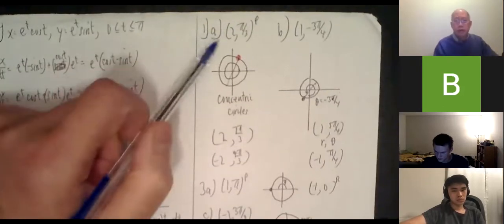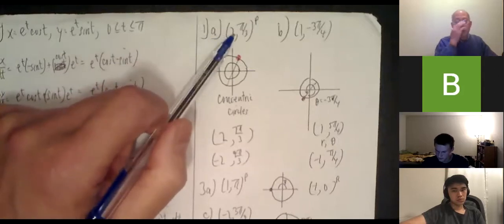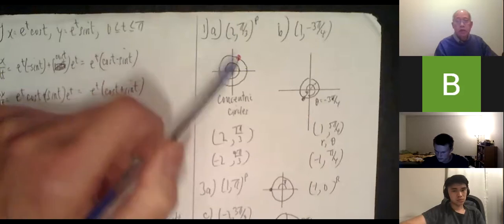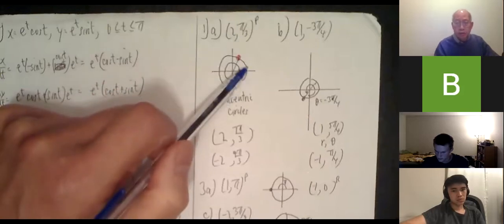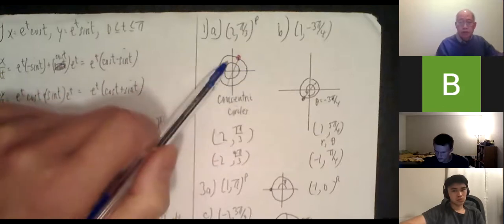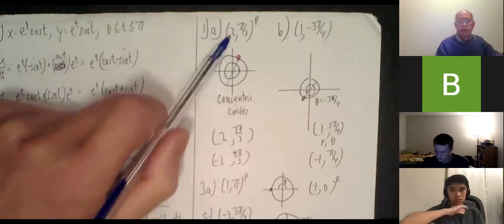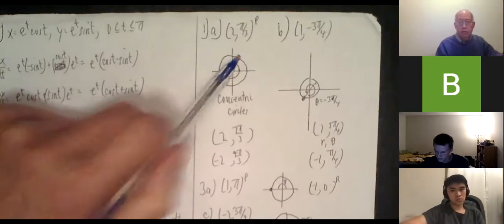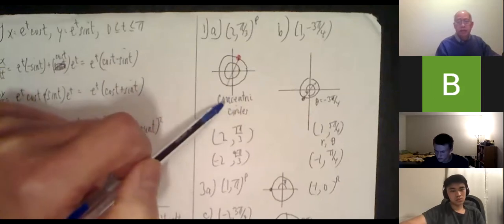So in polar coordinates, plot the point 2 comma pi over 3. So you go to 60 degrees, standard position, go out here. So you go this way. I know it's 60 degrees, pi over 3. And now how far out do I walk? 2 units. So 1, 2. These are concentric circles. Concentric circles means they have the same center.